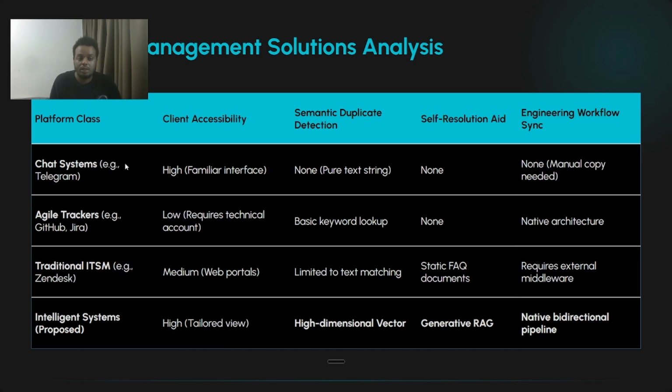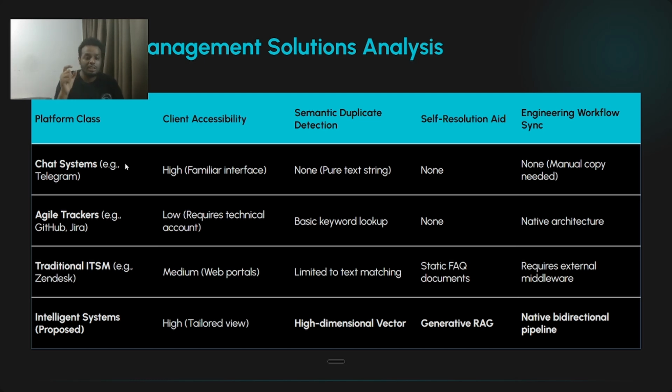First and foremost, we have chat systems, which is Telegram, that's currently being used. It's good that it's client facing. Clients can use it to communicate with project managers, but the problem is that it does not detect any duplication in issues, and it doesn't allow for self-resolution of issues. The project manager has to manually communicate with clients to resolve their issue. And for engineering workflow sync, which is basically integration to the developers, there is none. The project manager has to go by himself and assign issues in GitHub, for example, to the developer. So this is a big problem.